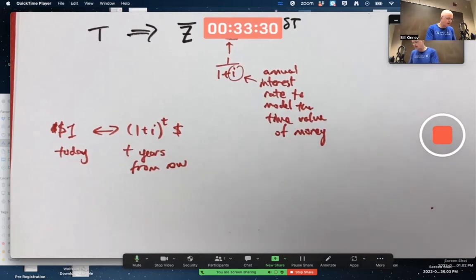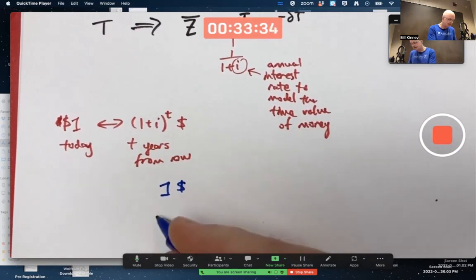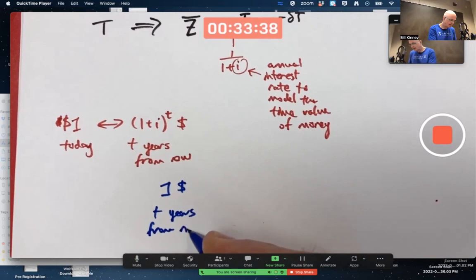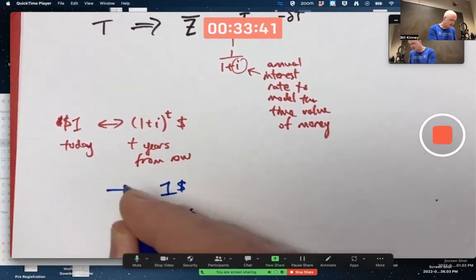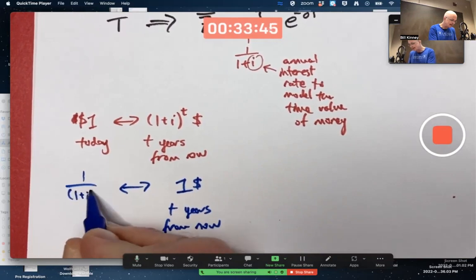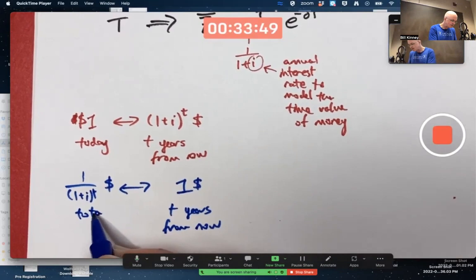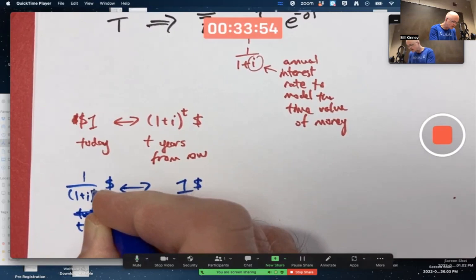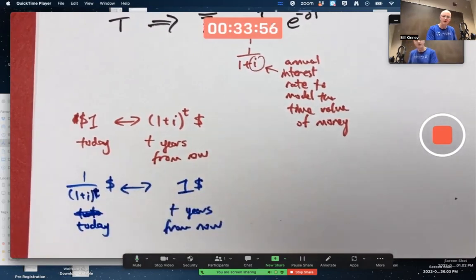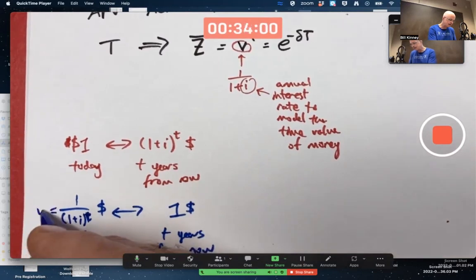This statement can also be written as $1 t years from now. $1 t years from now is equivalent to 1 over 1 plus i to the t dollars today. Which, if I've defined v to be 1 over 1 plus i, is the same as v to the t.